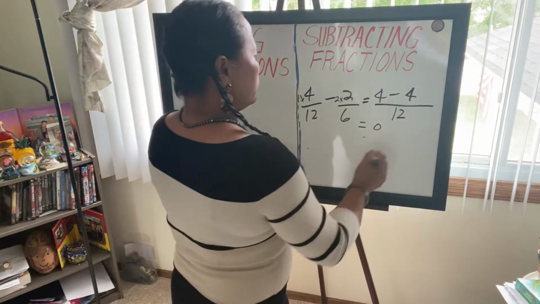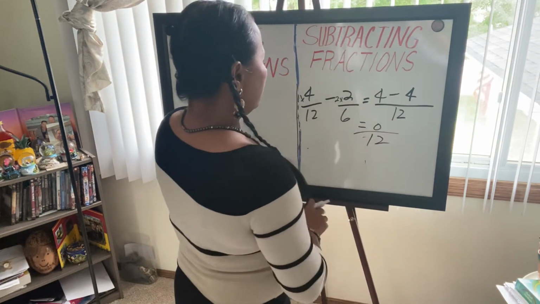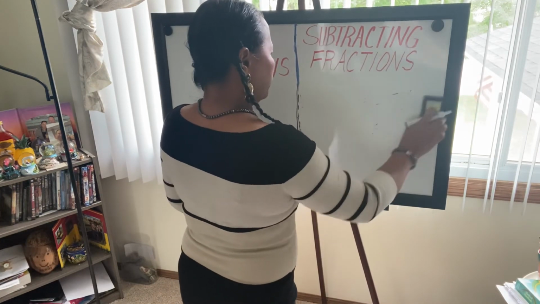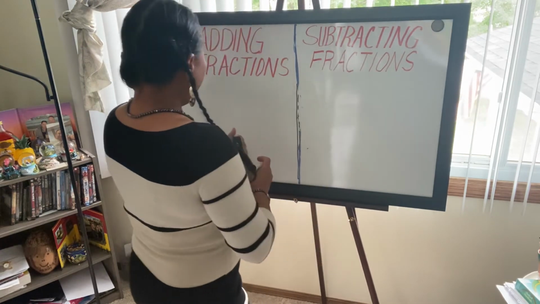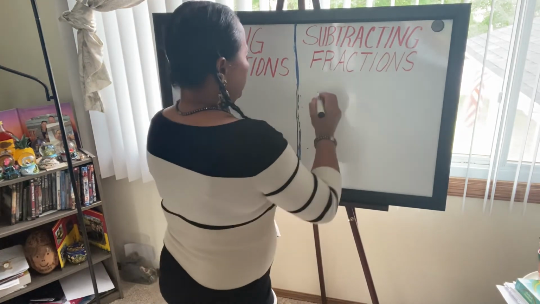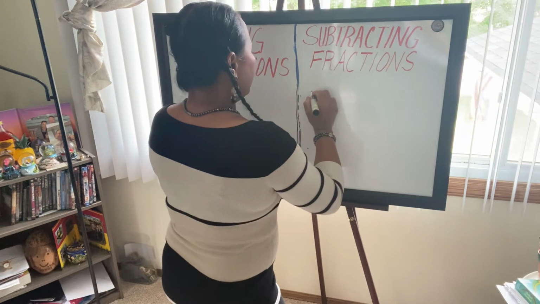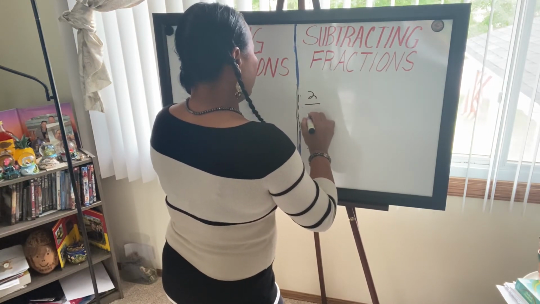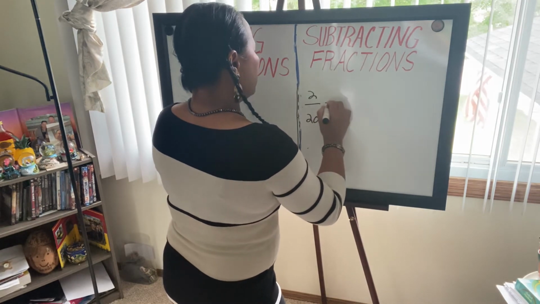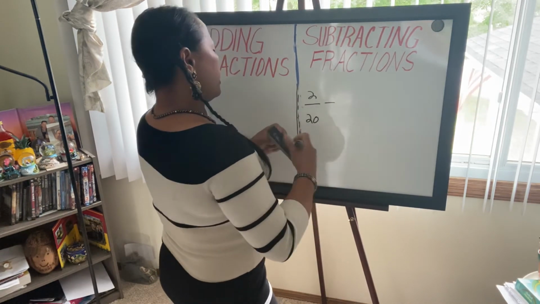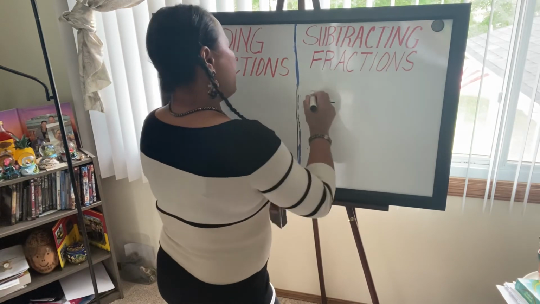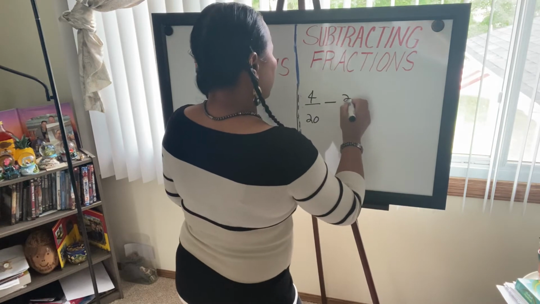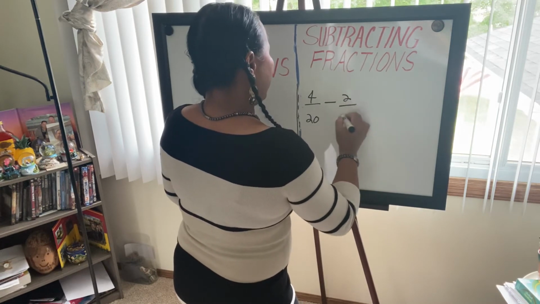So, we'll do another example. I always come up with that solution. Okay, let's say 2 over 4 minus 2 over 10.